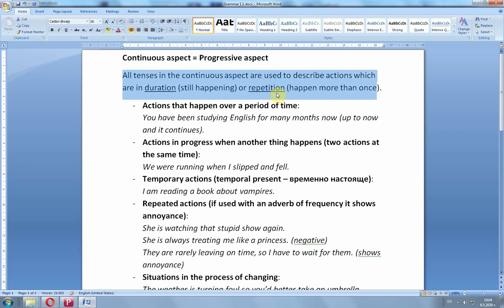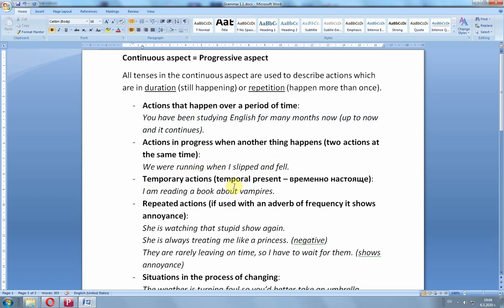happening, or repetition. So first, we can talk about actions that happen over a period of time, like you have been studying English for many months now, and up to now, and it continues. Present perfect continuous here. We can also talk about actions in progress when another thing happens, or the idea of two actions happening at the same time. We were running when I slipped and fell. So the idea of past continuous and past simple.